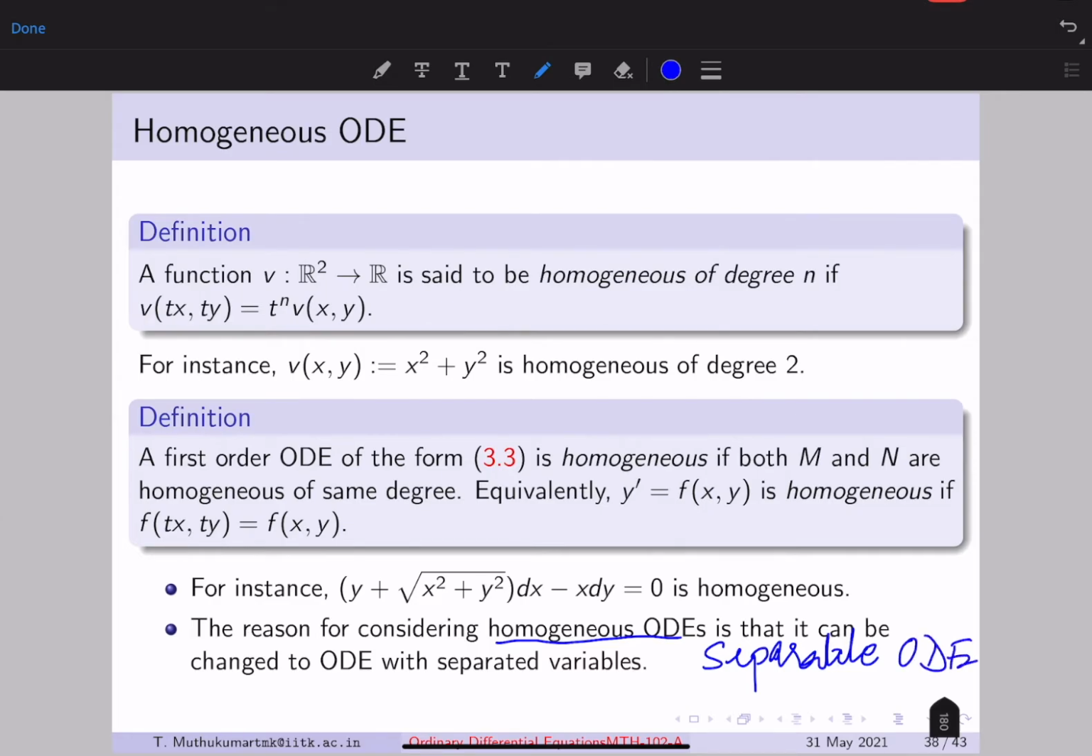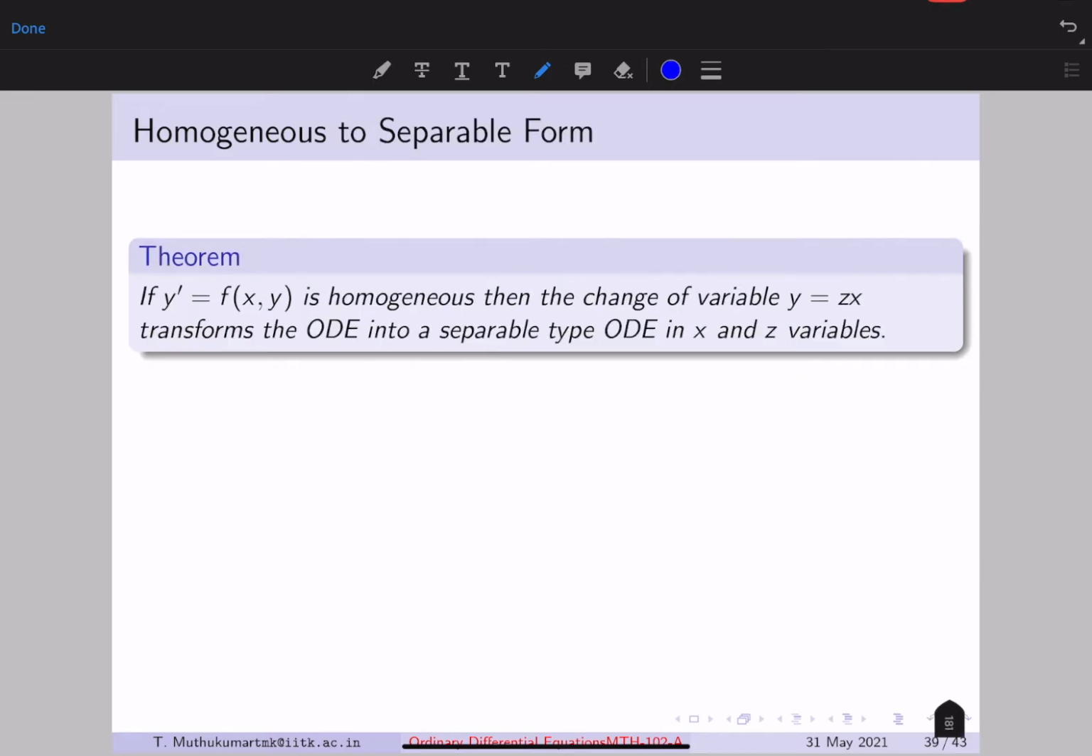Okay, and we have already seen how to solve a separable ODE, which means any homogeneous ODE can be transformed to a separable ODE. Since we can solve any separable ODE, we can actually solve any homogeneous ODE. Let's look at the theorem. So what is the theorem saying?